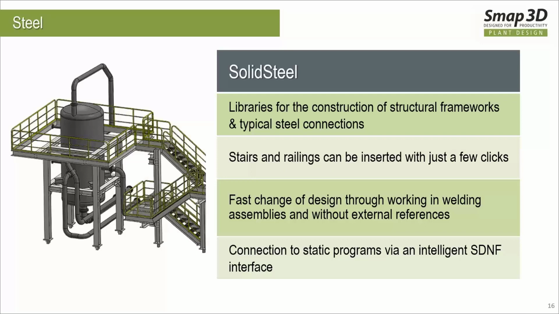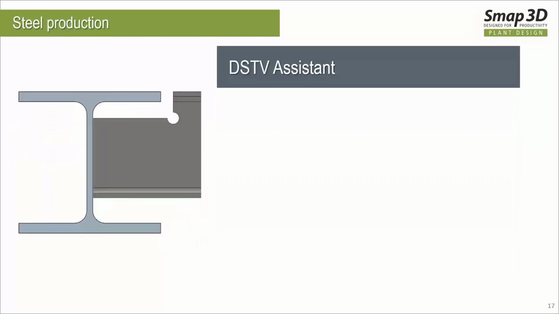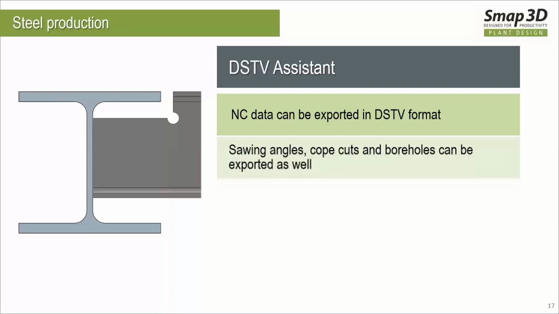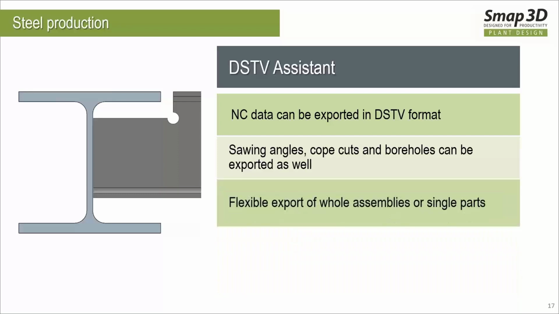And then also communicating this to your CNC machines. So we have a steel to NC module called the DSTV Assistant, so that we can export our structural steel beam information and plates and that kind of thing to an NC file that can be directly plugged into your CNC machines for cutting, sawing, coping, cutting holes, that kind of thing.